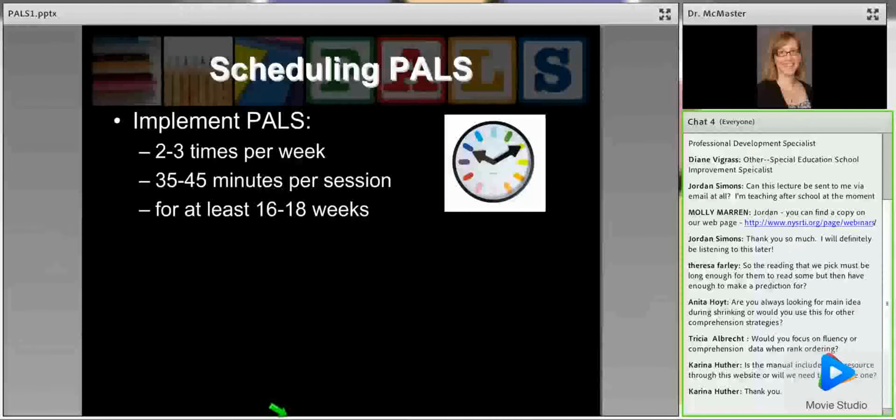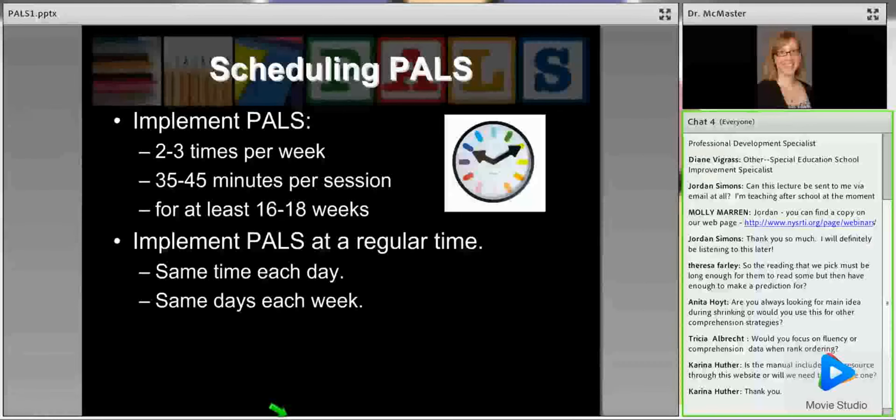As I mentioned before, it takes about 35 to 45 minutes per session, especially once you have all of the activities in place. And then plan to do PALS for at least 16 to 18 weeks. That's how long PALS has been done in the research, and that's where we can say students have had a sufficient dose where we would expect them to experience some benefits from PALS. They might experience benefit earlier than that, but we don't have empirical data to support that.